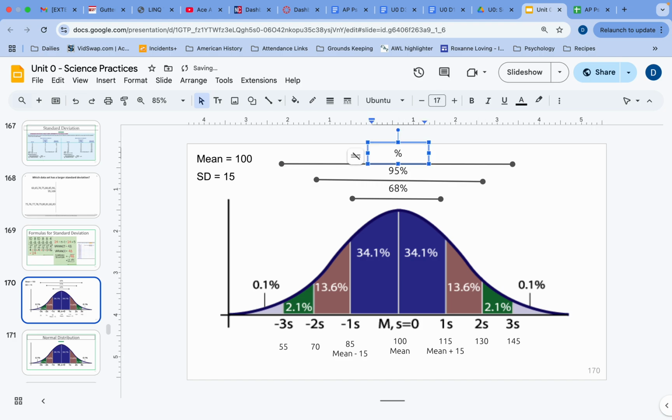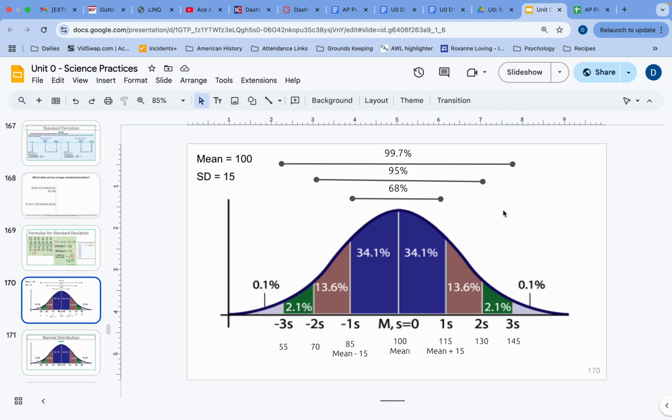Well, 95 plus 4 is 99, and the 0.4 plus the 0.2 should be 0.6, but it's really 0.7 or 0.8, something crazy high like that. So it's darn near everybody. So this number might be a little off there in the decimal. Just know 68, 95, 99, okay?